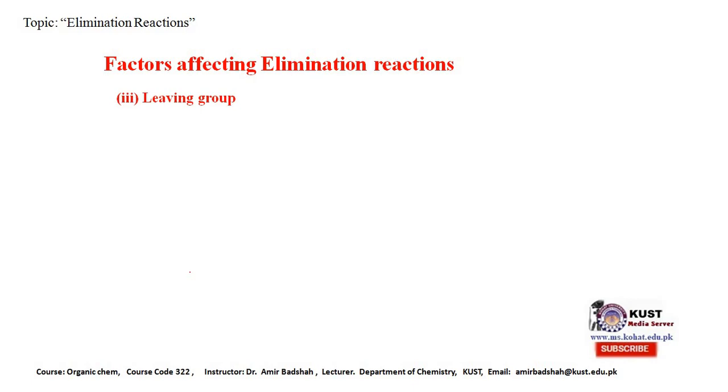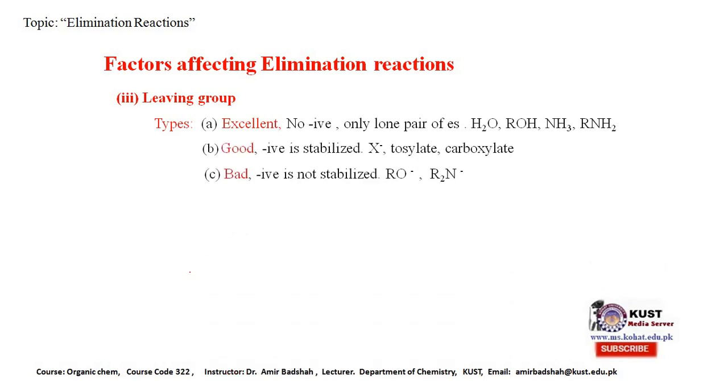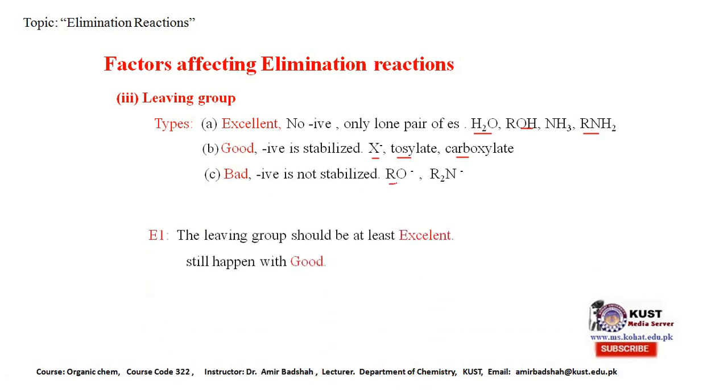The third factor is the leaving group. As we mentioned in the previous lecture, a leaving group may be excellent, good, or bad. Excellent is one that has no negative charge, for example water, alcohol, ammonia and primary amine. It is good when the negative charge is stabilized, as in halide ion and carboxylate. It is bad if the negative charge is not stabilized, for example alkoxy ion and amide ion.